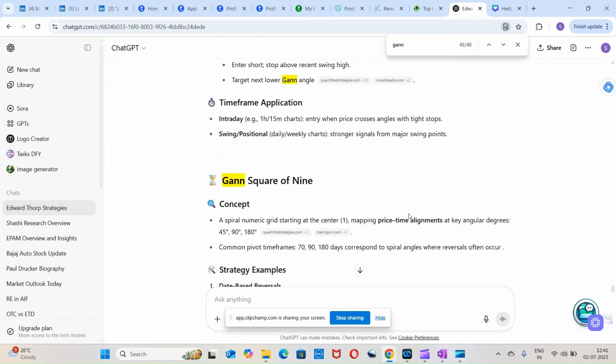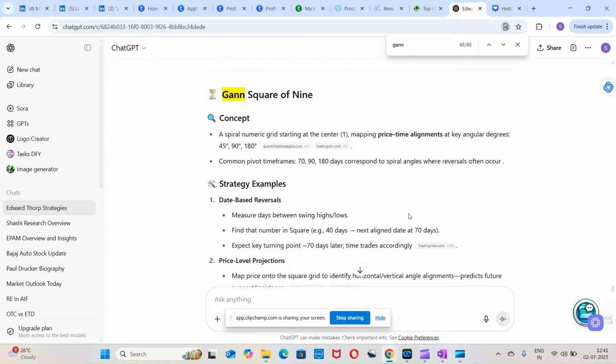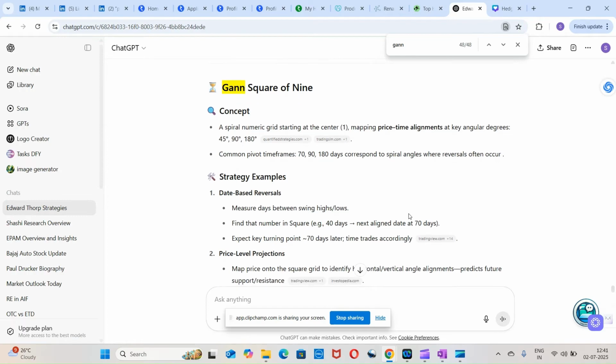Gann square of 9. This is a spiral numeric grid starting at the center, mapping price-time alignments at key angular degrees, 45, 90, 180. Common pivot time frames are 70, 90, 180 days, which correspond to spiral angles where reversals often occur. This is again from nature, 70, 90, 180 days, and this is geometry, 45, 90, 180 angular degrees.